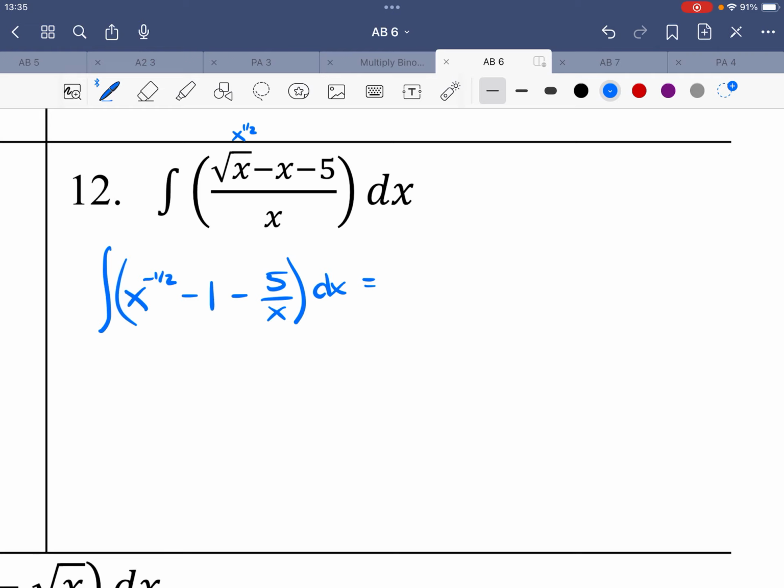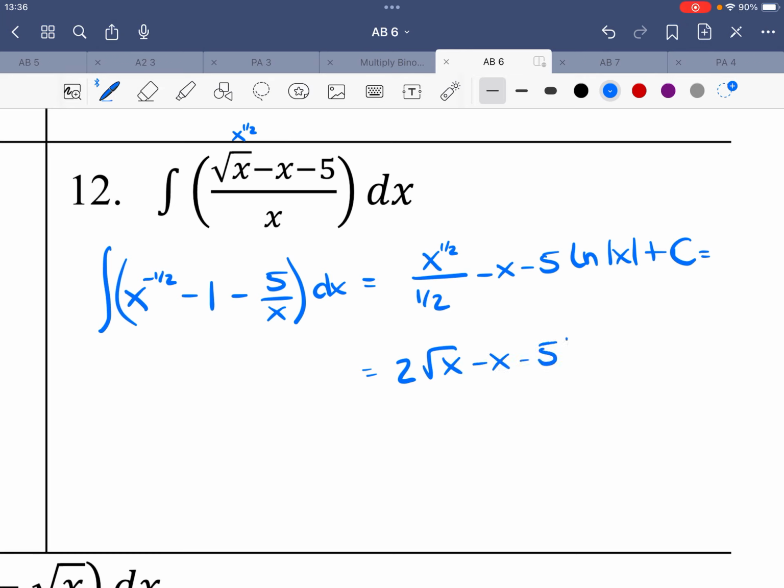And when I take the antiderivative using the power rule, it's going to be plus 1 on the exponent over the new exponent, minus x, and then minus 5 times the natural logarithm of the absolute value. Clean up that first fraction a little bit. This is going to be 2 square root of x minus x minus 5 times the natural logarithm of the absolute value of x.